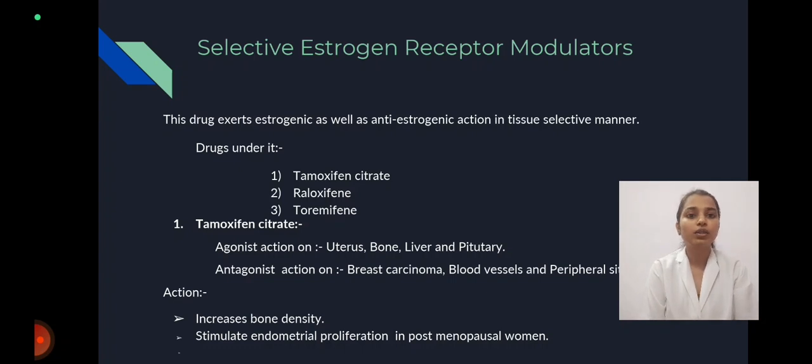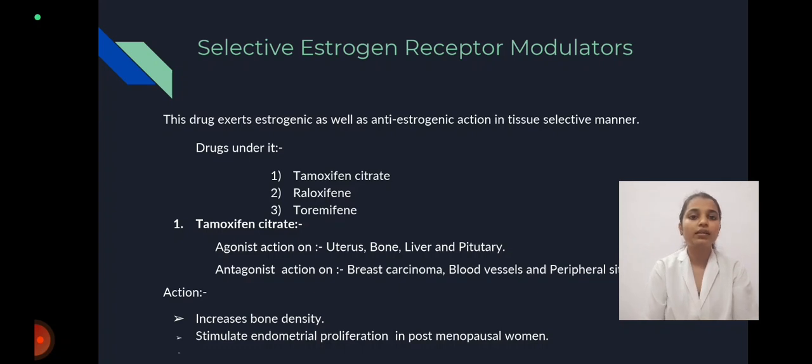Now we will learn about selective estrogen receptor modulators. In this, the drug will act as both agonist and antagonist. Okay, this will act in a selective manner. So the drugs that come under it are tamoxifen citrate, raloxifene and toremifene. First we will learn about tamoxifen citrate.